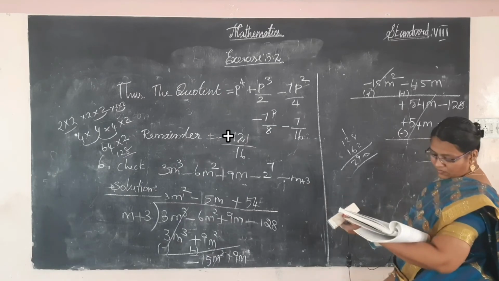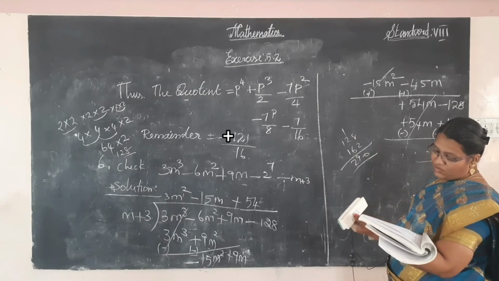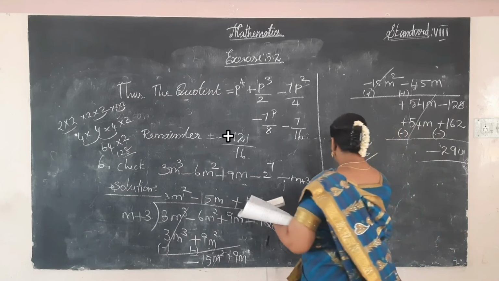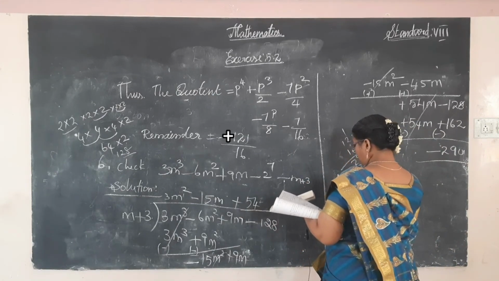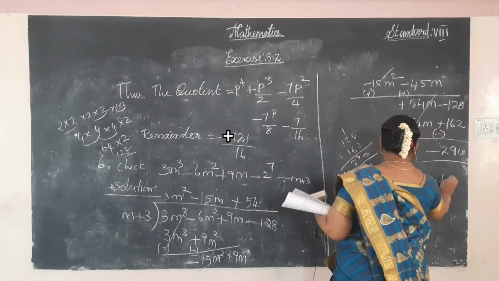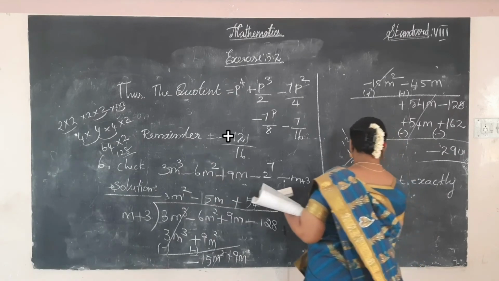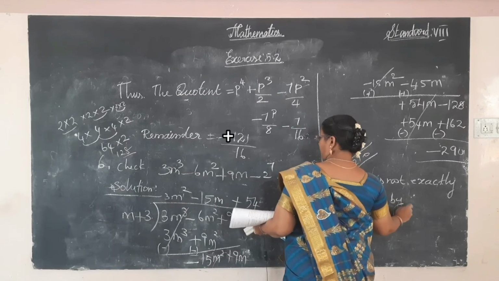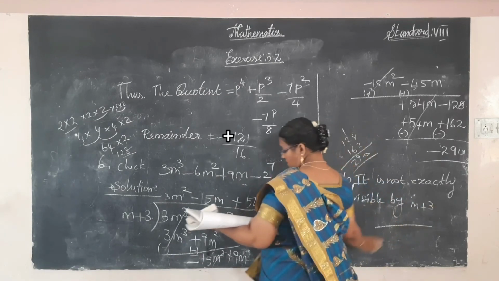Okay, what is given in the question? Check if the given algebraic expression is exactly divisible by m plus 3 or not. No, it is not exactly divisible by m plus 3. That's it.